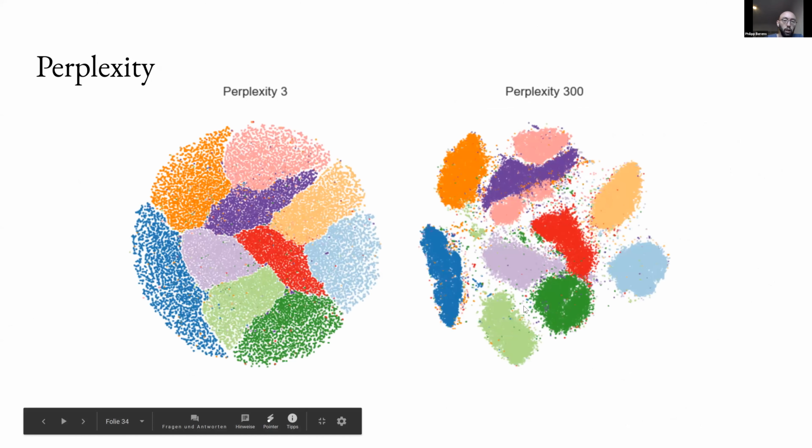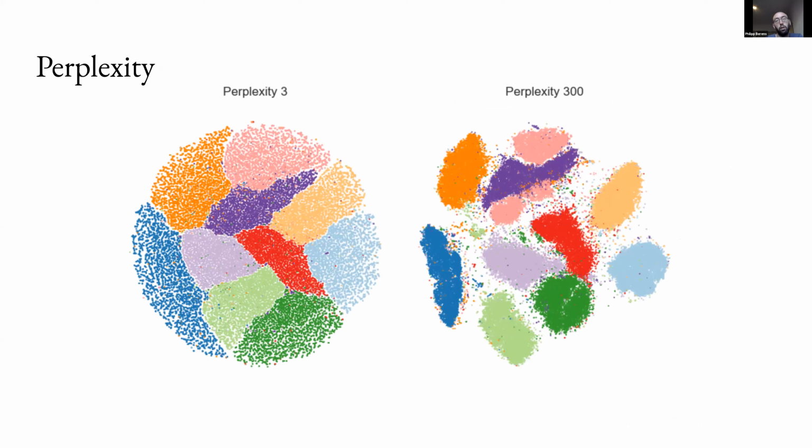Okay, so when you run t-SNE on the MNIST dataset, you have to set this parameter perplexity. And when you vary this parameter, for example between perplexity 3 and perplexity 300, these are the differences in the visualizations you get. When you have a low perplexity, all the clusters tend to stick together. And when you have a very high perplexity, things get moved apart, and there's more white space between the clusters.